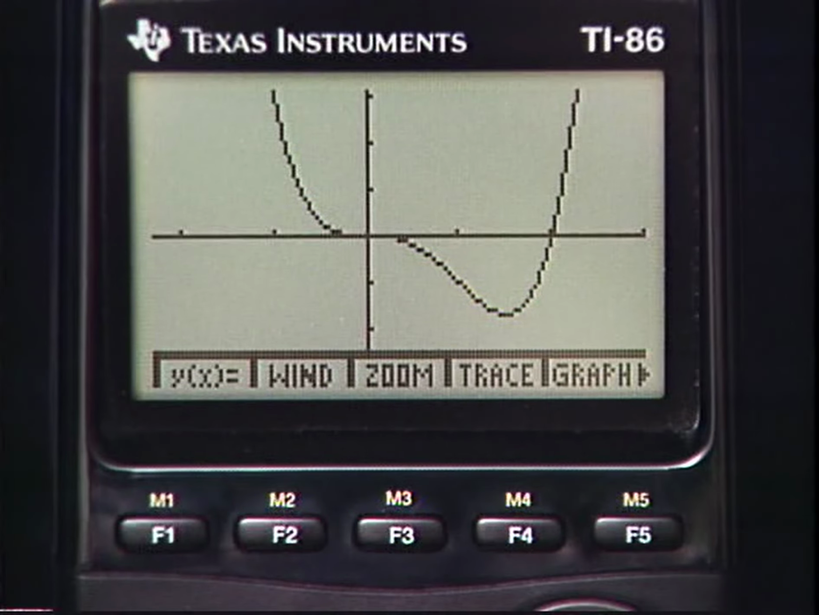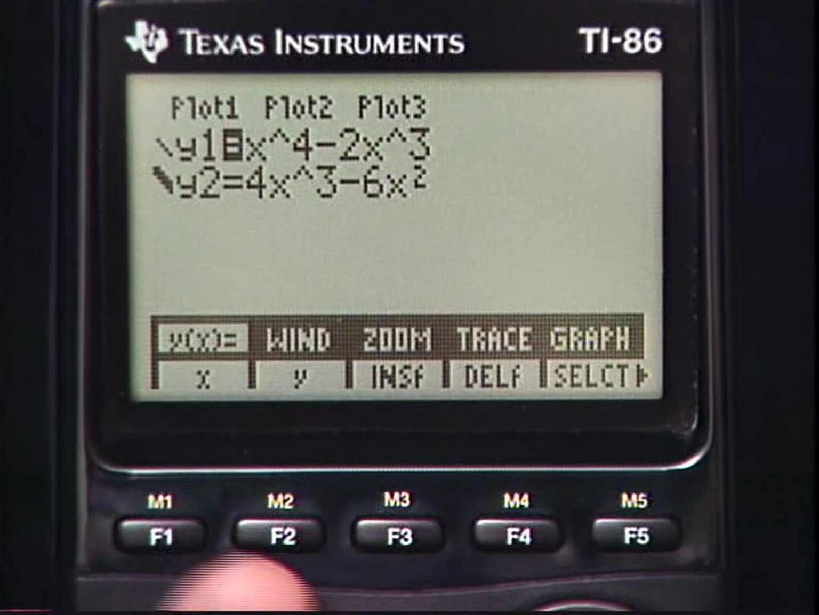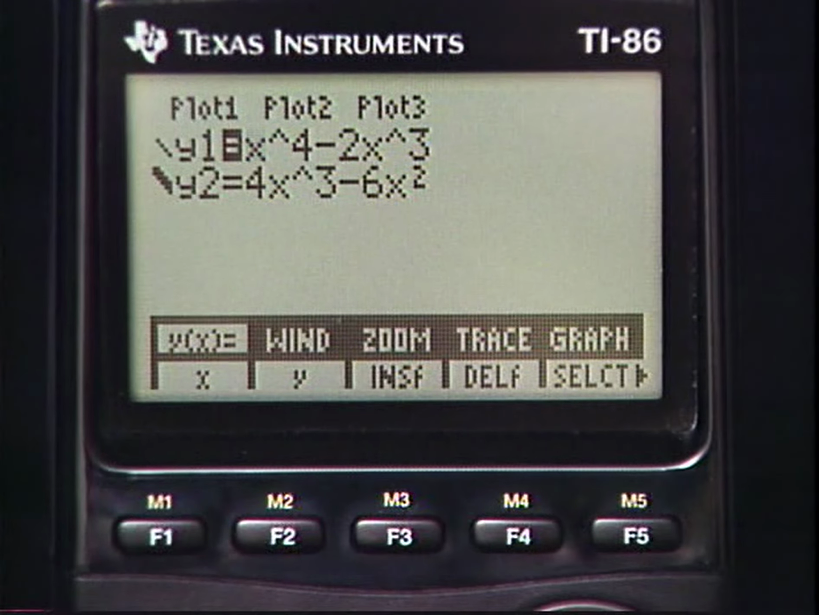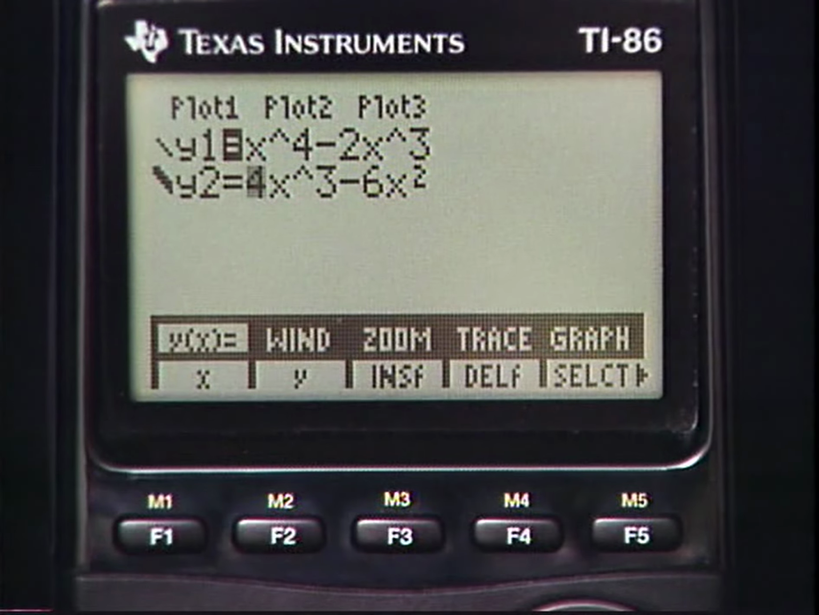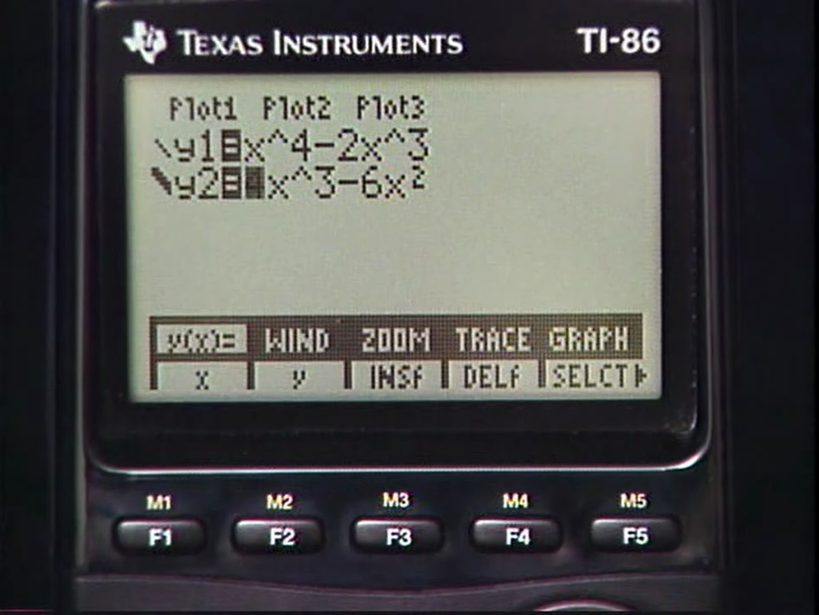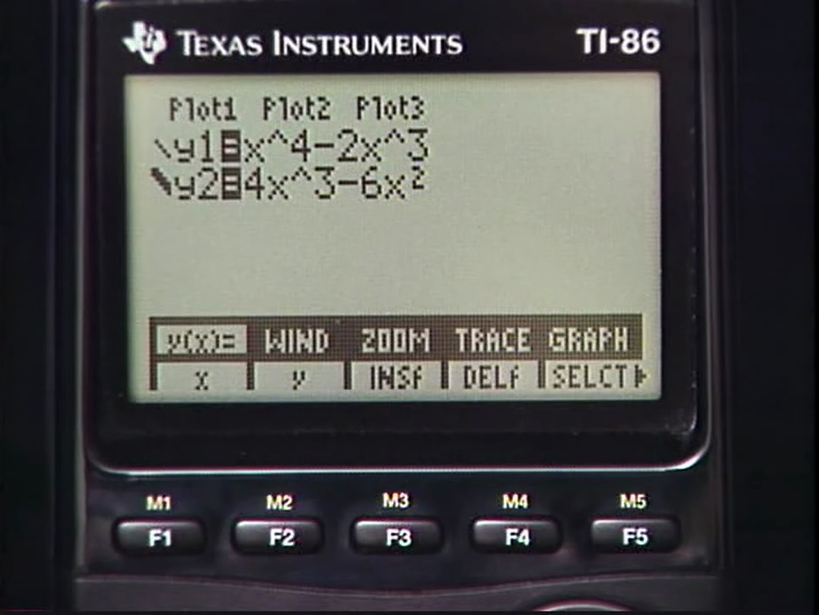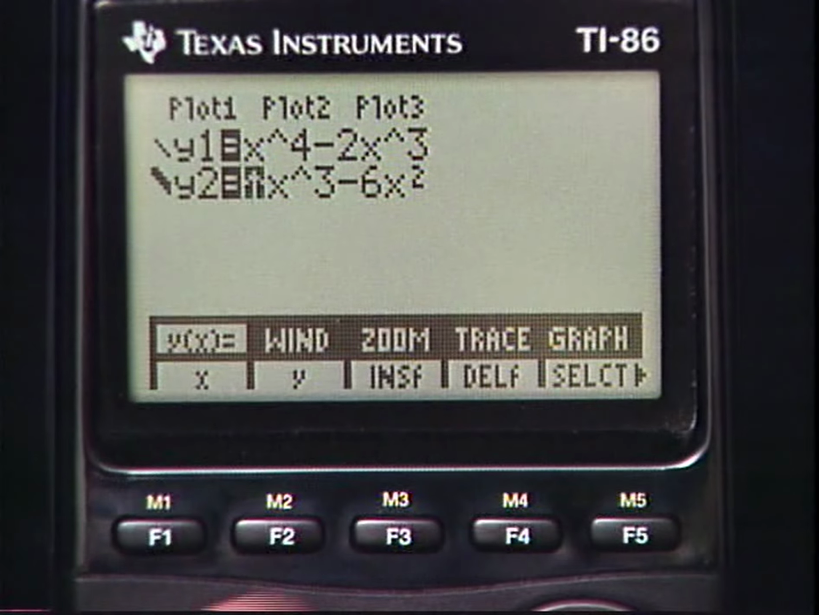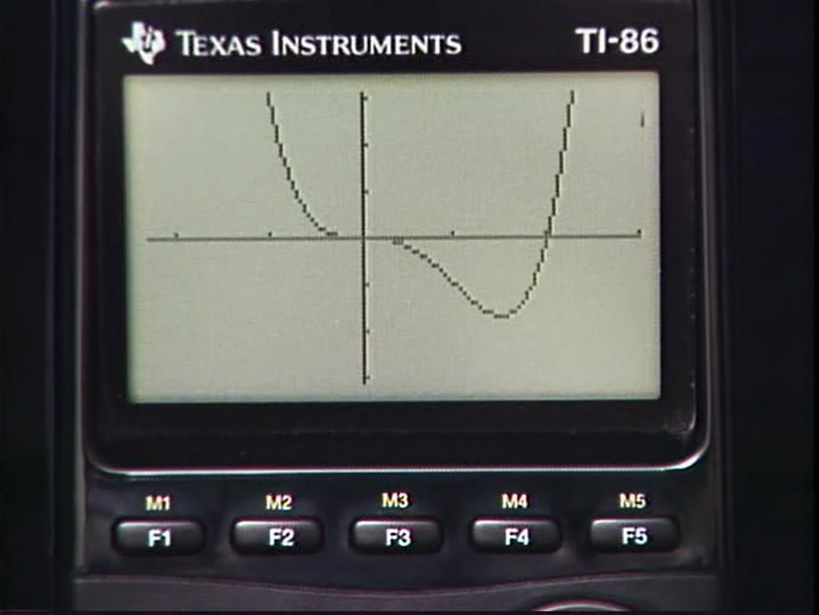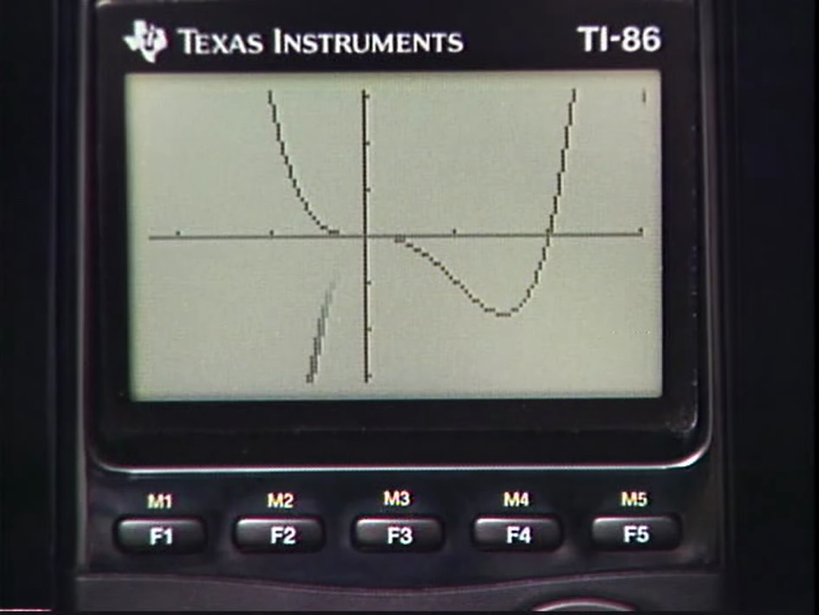Let's take a look at the derivative function. I have already entered it here, and now I simply want to select it. I'm pressing F5 to select it, and it's highlighted now. The equal sign is highlighted. And I'll go to the graphing. I'm graphing it in a different kind of pattern, in a thick line here.